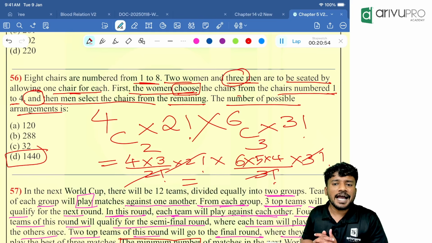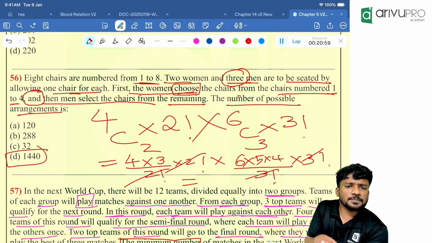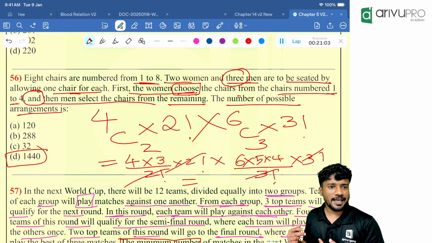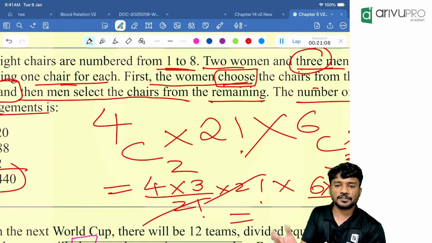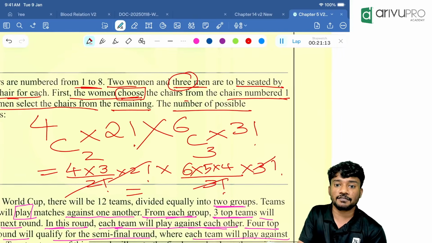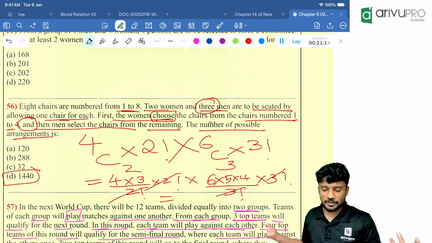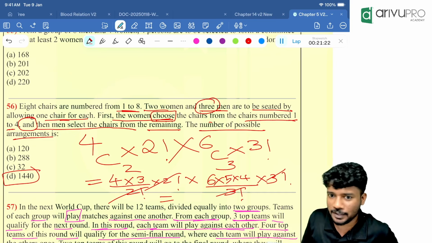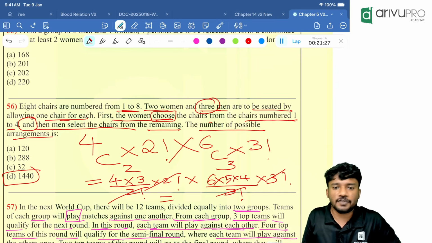But I'll tell you another simple thing. From an exam point of view, this method is not much important. Why? Because when we select and then rearrange, 2 factorial and 2 factorial will anyway get cancelled off, and 3 factorial and 3 factorial will also get cancelled off. So directly you can talk about arrangement. So 4P2 into 6P3 will also give you the same answer. That also works out. So these are the different types of questions, people, that you can see from combination.